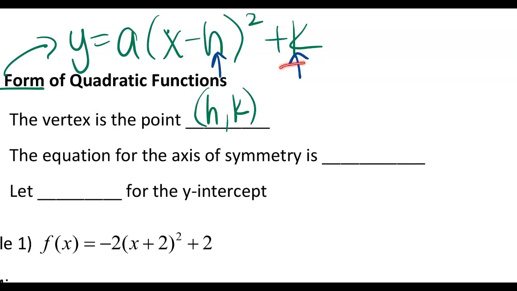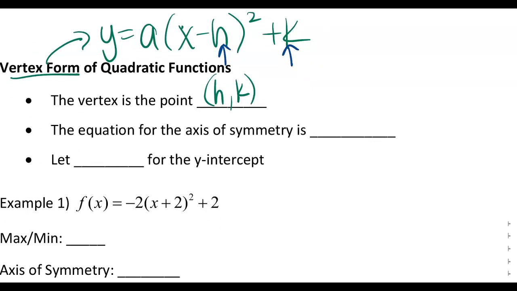The k is my favorite. That's like your new boyfriend, girlfriend who's always going to tell you the truth. So you don't have to worry about that sign. It's going to be the exact sign that you see. The equation for your axis of symmetry is going to be x equals the x coordinate for your vertex, which in this case is h. And then the last part is to find the y-intercept. Well, in order to find the y-intercept, you need to have x equal to 0.